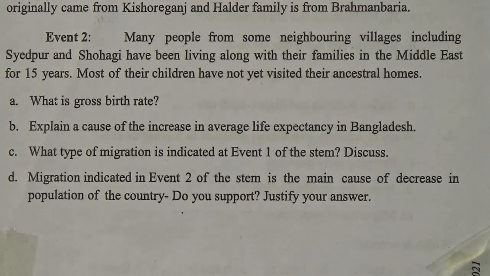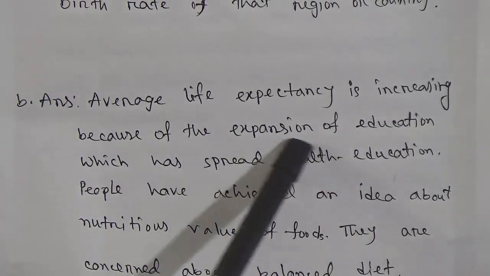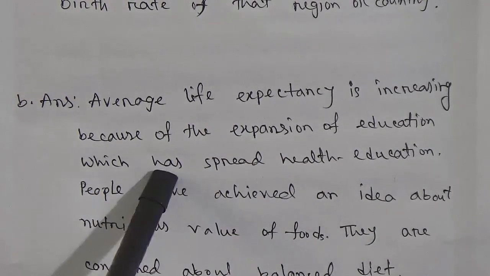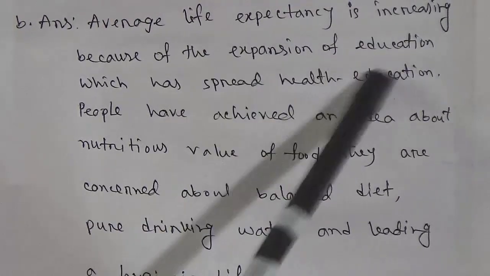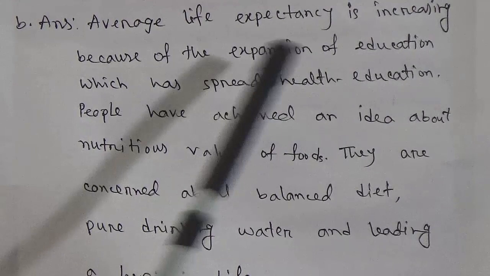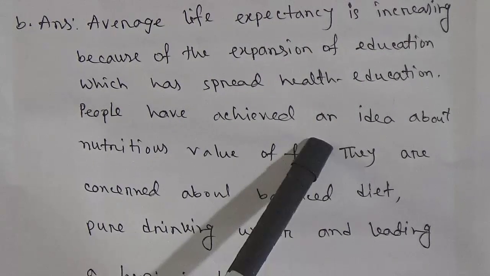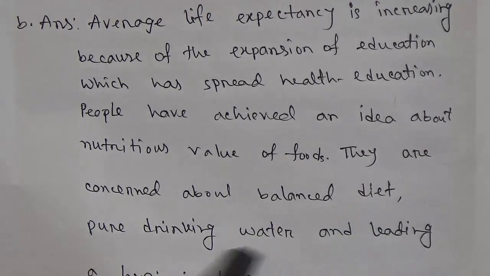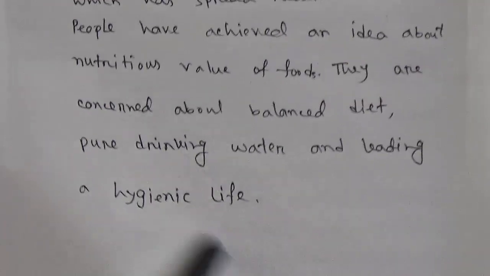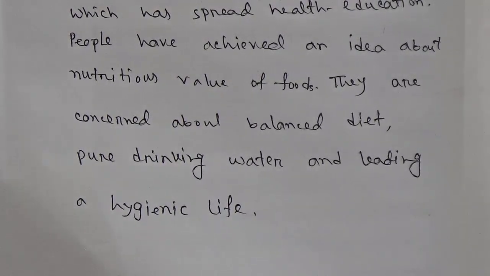Okay. So come to the point, why this is increasing. Number B. Average life expectancy is increasing because of the expansion of education which has spread health education. So what is the reason? At first the expansion of education, and at the same time this education is spreading health education. That is why people are getting conscious. People have achieved an idea about the nutritious value of food. They are concerned about a balanced diet, pure drinking water, and leading a hygienic life. So that is the reason people are getting higher life expectancy.